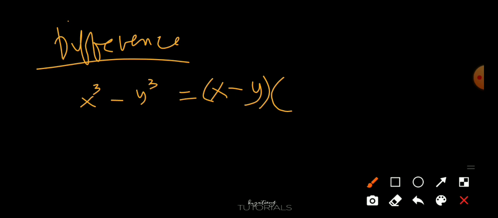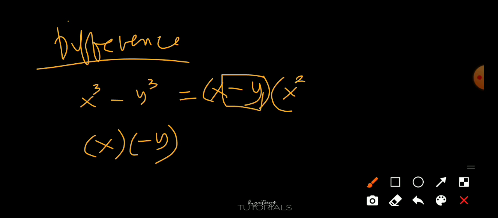Next, we square x. So x squared, that is x times x, so x squared. Next, we multiply the two, so we have x times negative y. Why negative? Because we apply the minus to the second term. So it becomes negative y.